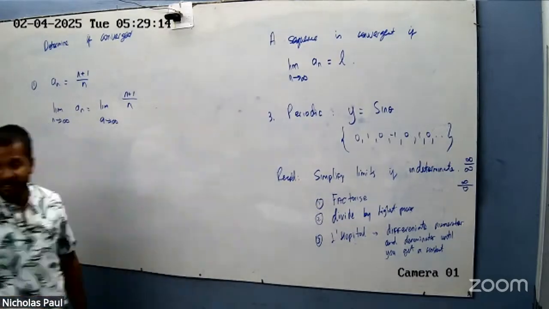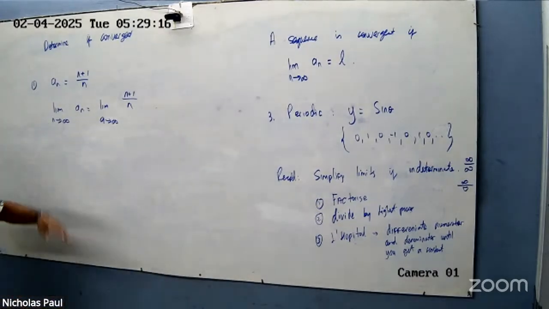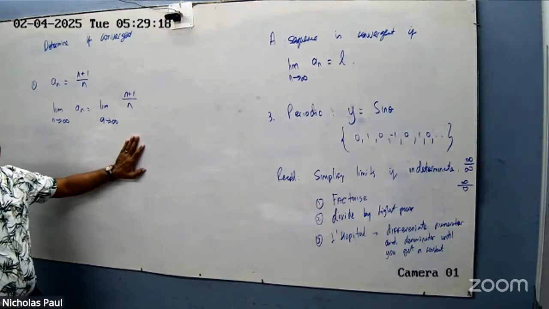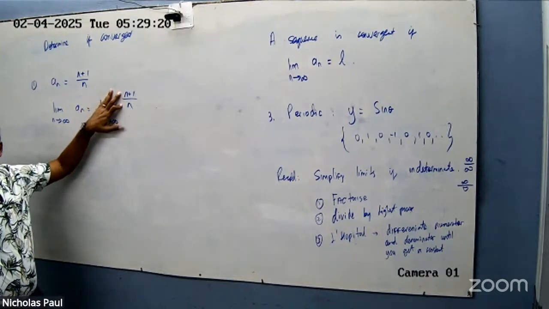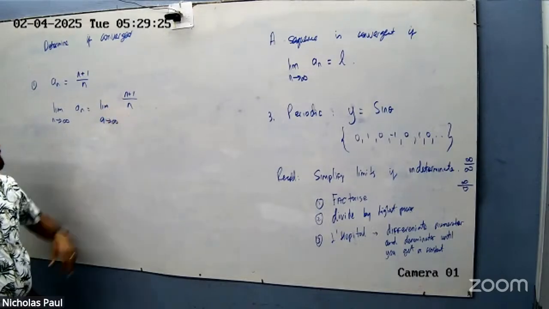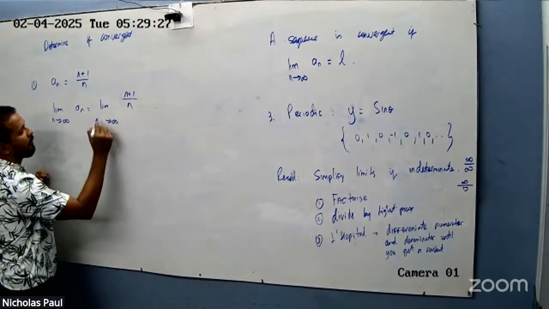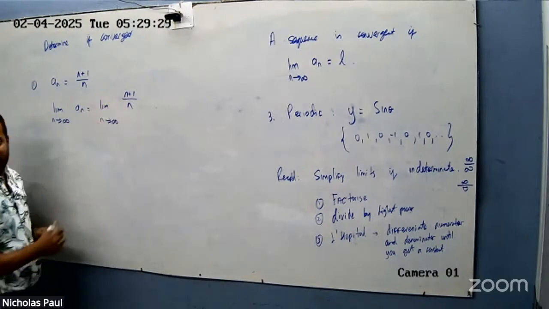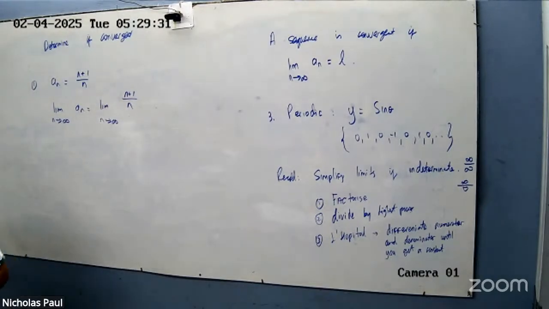Is this indeterminate? When you plug infinity in here and you plug infinity in there, you will get infinity on infinity. So apply one of the rules and see what you end up with.